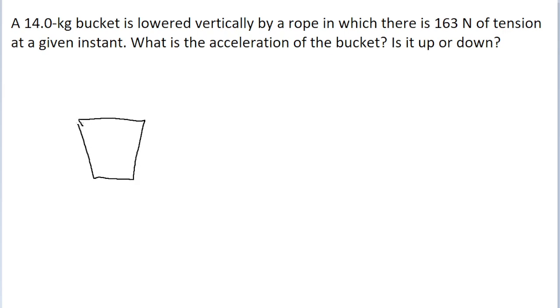So here's our bucket, and here is the handle. And there are going to be two forces acting on the bucket. First, there is the force from gravity, so the weight of the bucket, pulling downwards, with a magnitude of mass multiplied by the gravitational acceleration. There's also the upward force pulling upward on the bucket from the tension in the rope. This is the value that's given to us in the problem as 163 newtons.